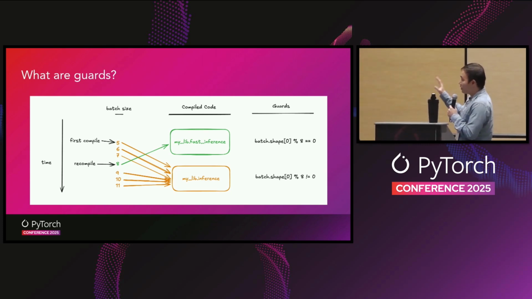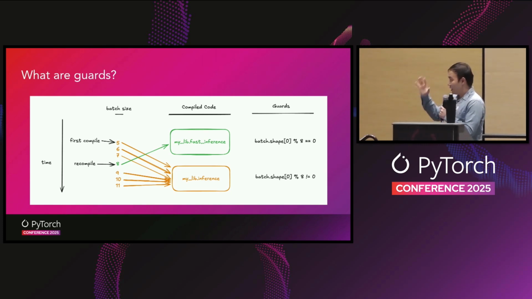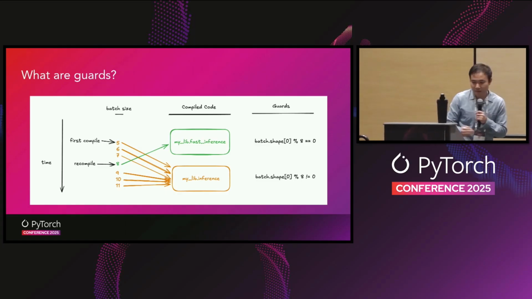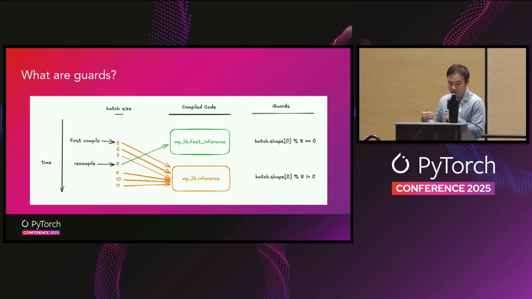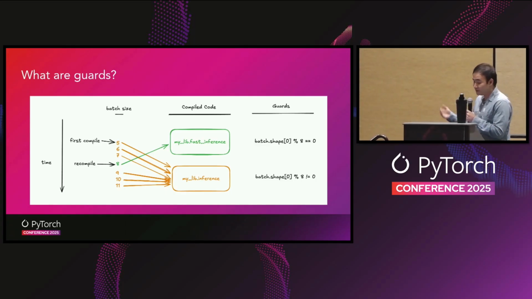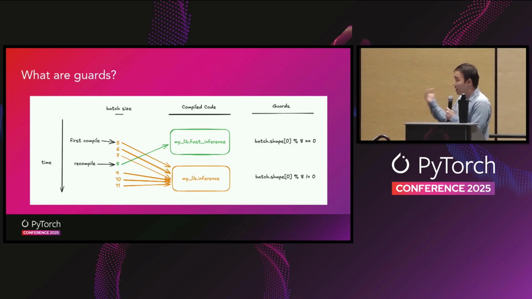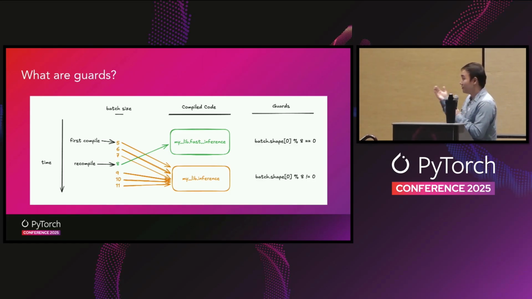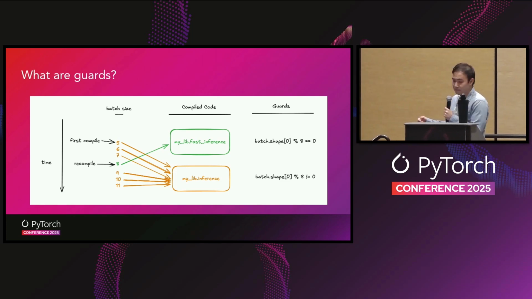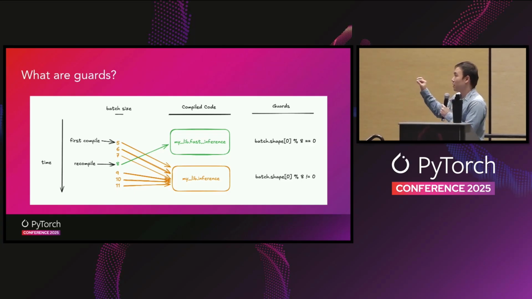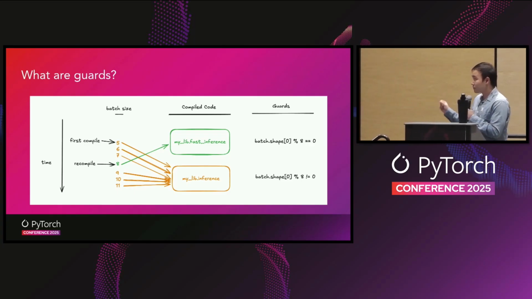This diagram gives a quick overview of how Torch compile sees this code. The way to interpret this diagram is that time is going from the top to the bottom. What we're doing is feeding increasingly larger batch sizes into our model, starting from 5 all the way up to 11. What first happens is when we feed in a batch size of 5, it's the first time we've run an input, so we do a compilation. 5 is not divisible by 8, so we will do the slower inference algorithm. And critically, we will guard this region of code with the guard that batch size is not divisible by 8.